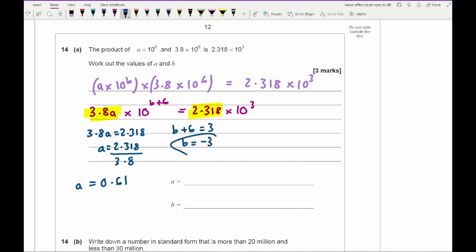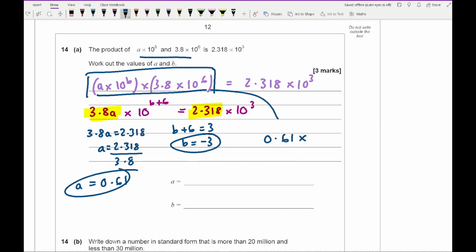Now if I substitute those numbers into this, then what do I end up with? Well, I get 0.61 times 10 to the power of minus 3. Now this is not in correct standard form, so what I need to do is make this number bigger. And so if I make that a value bigger, I need to make the b value smaller. So that's going to be minus 4. So here my a value is 6.1 and the b value is going to be minus 4.